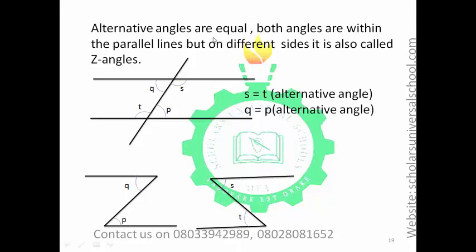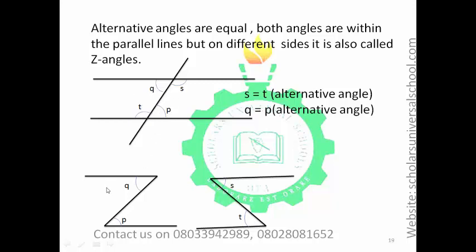We have alternate angles also. Alternate angles are equal. Both angles are within the parallel lines but on different sides. We also refer to that as what? Z angle. Just like corresponding angles that we refer to as F angle, we also refer to this one as Z angle. S and T is what? Alternate angles. Q and P, they are alternate angles.